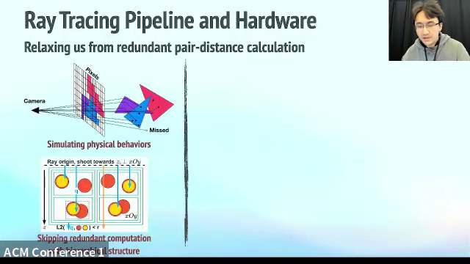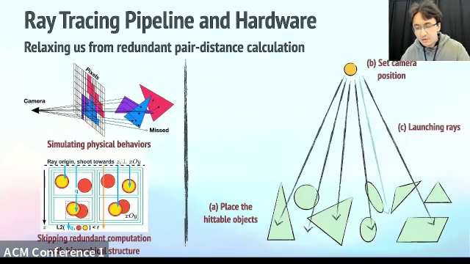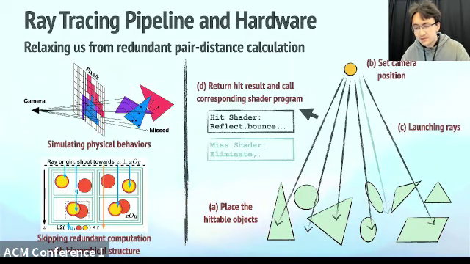We can use the NVIDIA OptiX toolkit to program the RT-Core. We first place hittable objects in a space. Then we set the viewpoint as the ray origin. Once these are all set, we can launch the ray. Finally, the hardware returns the hit results and invokes the corresponding shader program, like miss, closest hit, or any hit.